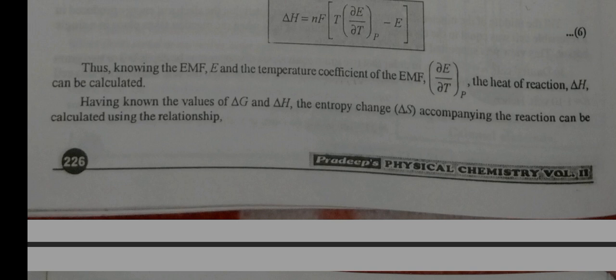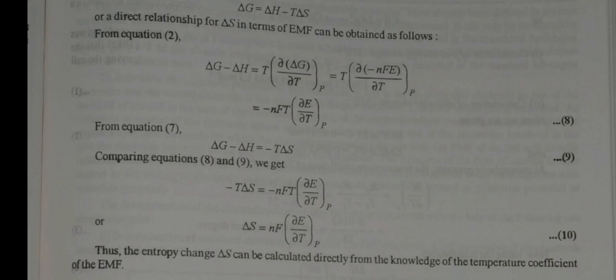Having known the values of ΔG and ΔH, the entropy change ΔS accompanying the reaction can be calculated using the relationship ΔG = ΔH - TΔS, or a direct relationship for ΔS in terms of EMF can be obtained as follows. From equation 2, ΔG - ΔH = T(∂ΔG/∂T) at constant P = T(∂(-nFE)/∂T) at constant P = -nFT(∂E/∂T) at constant P, which is equation number 8.